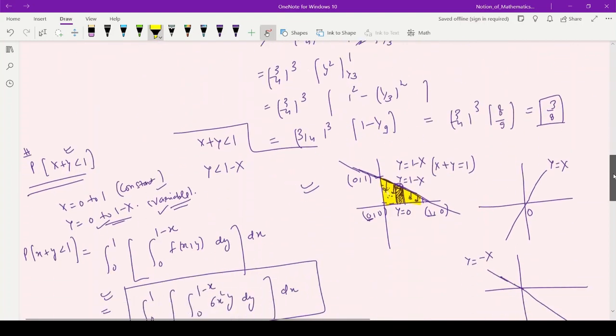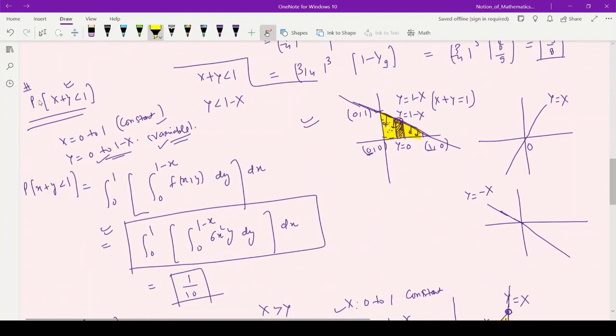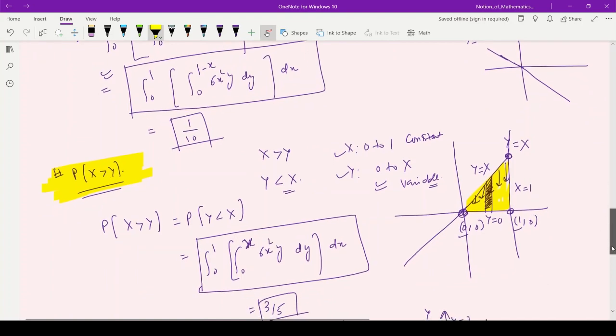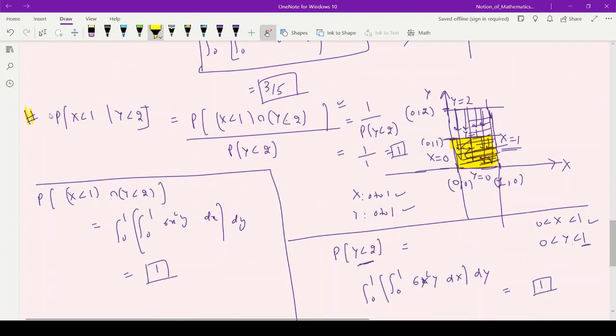Thereafter, in the next concept of the B part, we evaluated the probability of x plus y less than 1 from this particular graph. After that, we went for this particular aspect where the probability of x was greater than y, and at last, after this topic, we evaluated the conditional probability, the conditional distribution of x less than 1 given y less than 2.